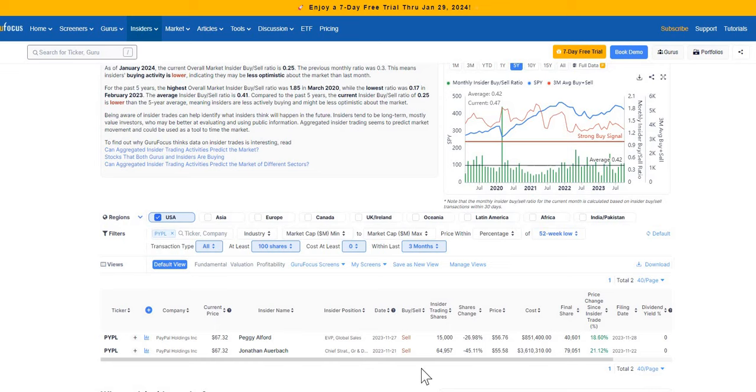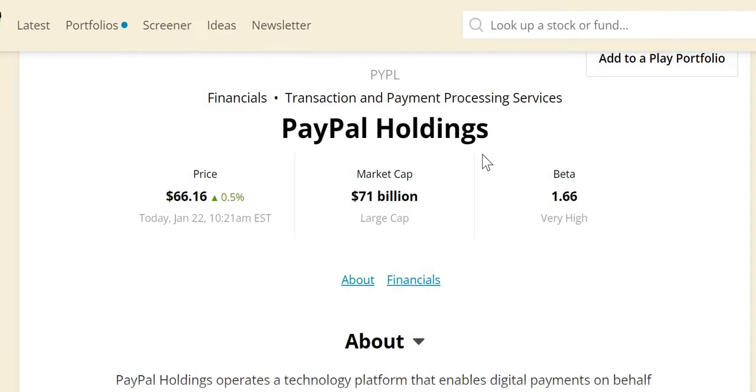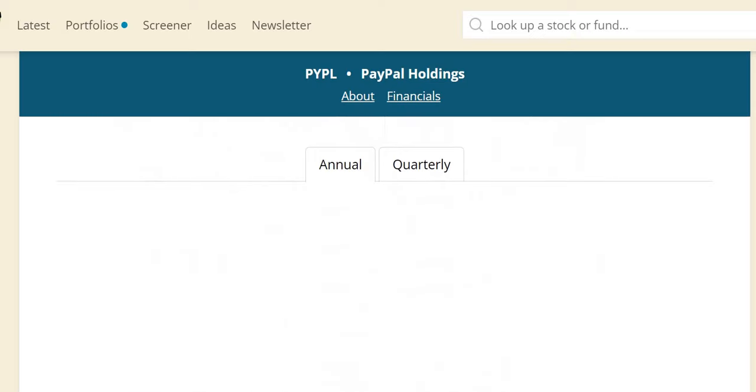But again, as always, insider selling just shows us that there are many reasons why insiders may sell, whether that's personal reasons or financial. So I wouldn't consider it bearish, but just something to note here that their insiders have been selling, and we can see that they did sell, in fact, at a price lower than the current trading price. So in terms of the essential financial metrics, well, 71 billion market cap, a large cap company.